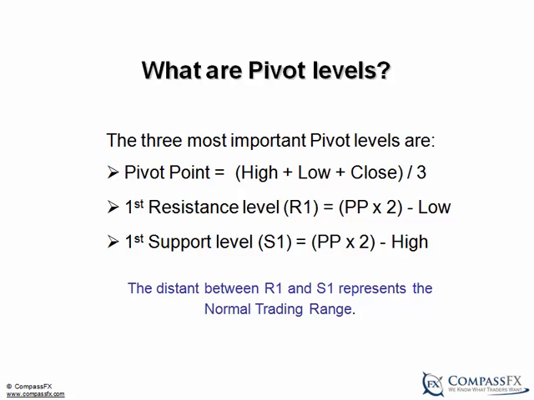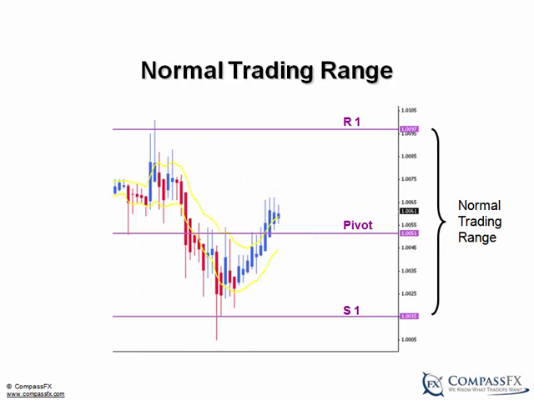This is where we'd look for the market to move up and down and cycle back and forth. So it looks something like this on a chart. You have your pivot point, and you have your R1 above, your S1 below. And this would be the normal range that we would look for the market to trade within.